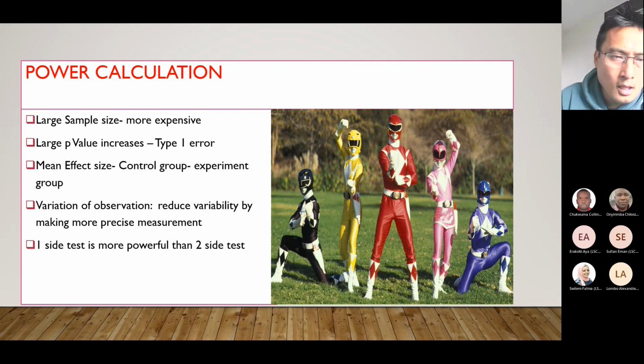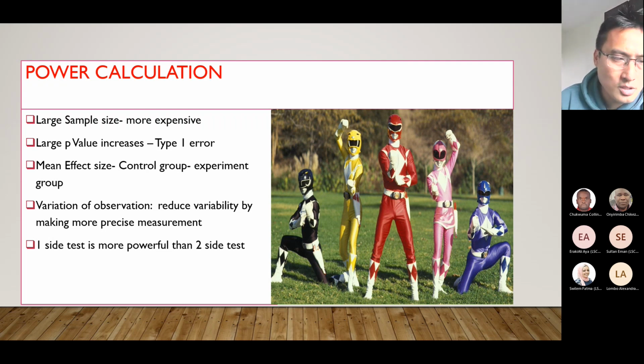So, some of the factors the power is related to: the larger the sample size, the more the power. Larger the p-value, okay, so I think this answers your question. If the p-value increases, the type 1 error also increases.